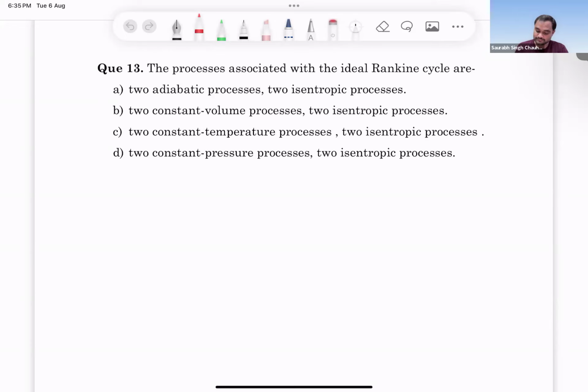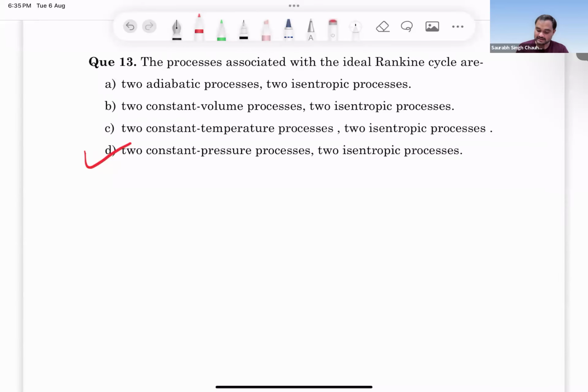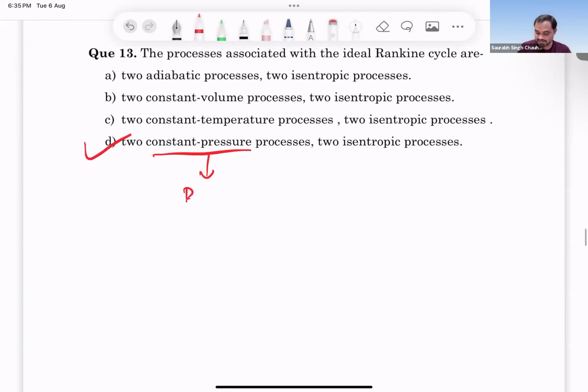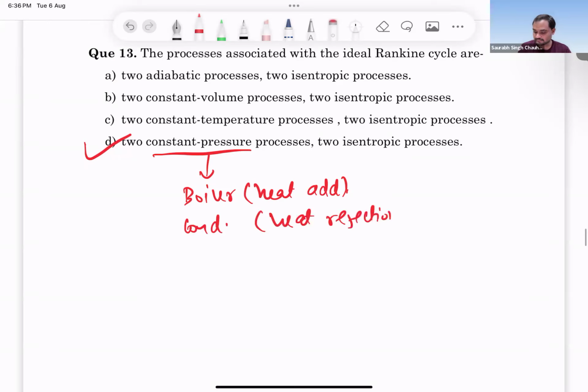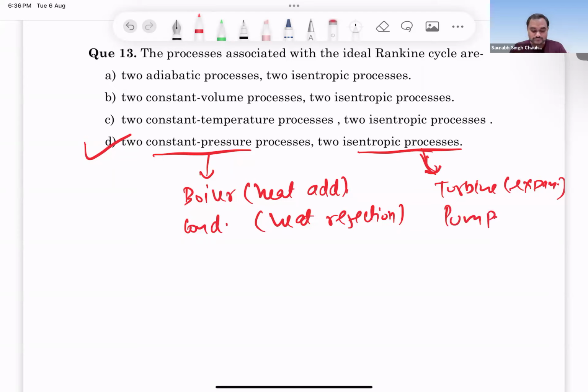Last part says that two constant pressure process and two isentropic process. Yes, this is correct. Again, I will repeat that constant pressure processes are in the boiler, heat addition, and condenser, heat rejection. And isentropic processes are in the turbine, expansion, and the pump. Okay. So it was an easy question. So we will move to question number 14.